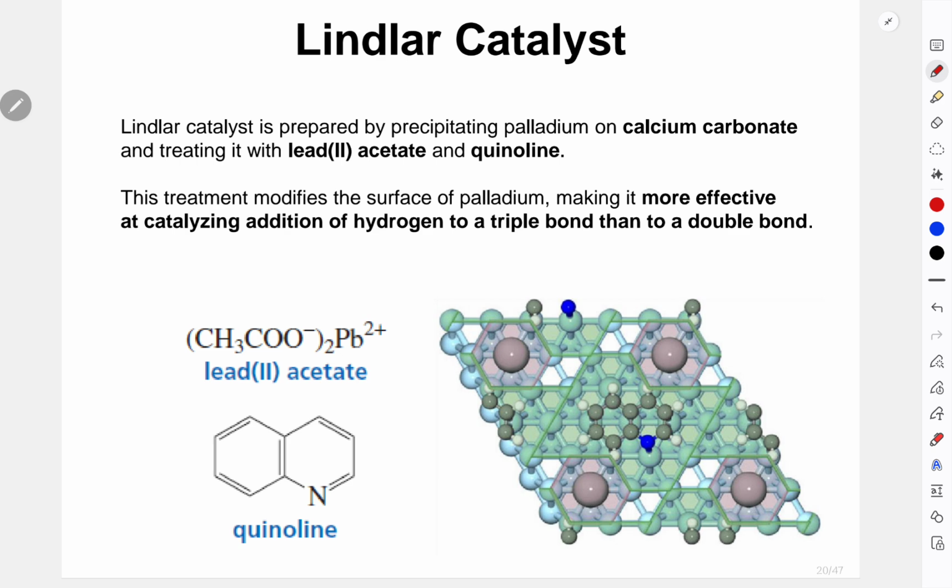And this deactivated sort of poisoned surface will selectively make the reaction, right, for this first addition of hydrogen to alkyne. Right? So that's the basic idea. You are basically deactivating or poisoning the surface in the presence of this additive. Right? So that is the sort of structure of the Lindlar catalyst. Right?